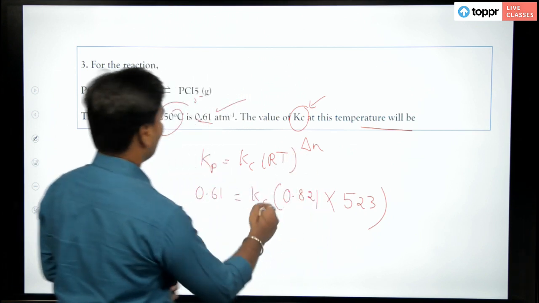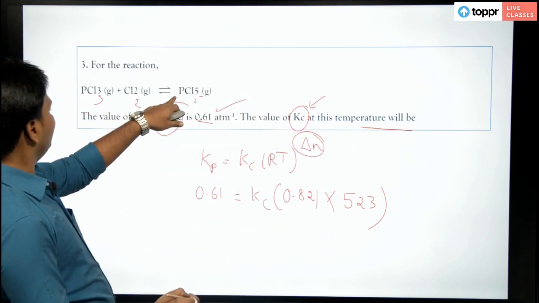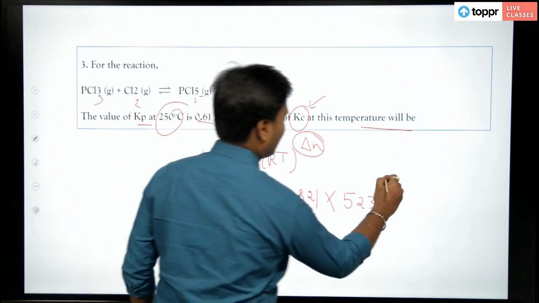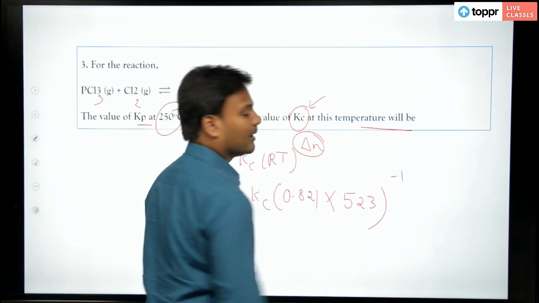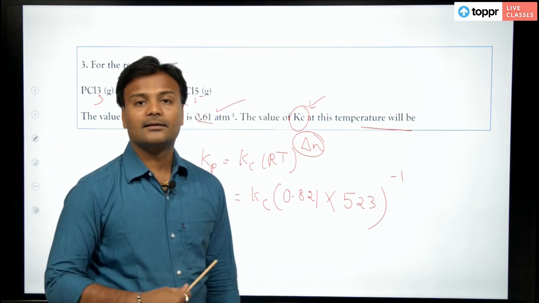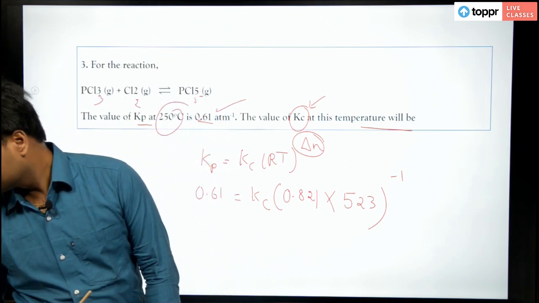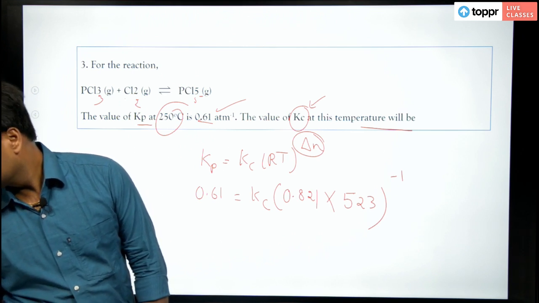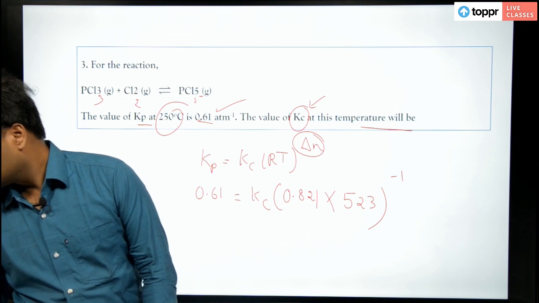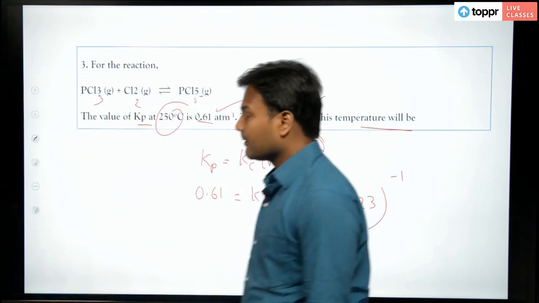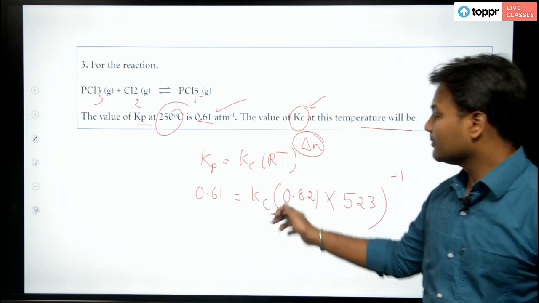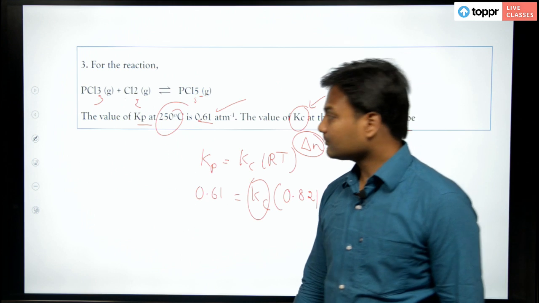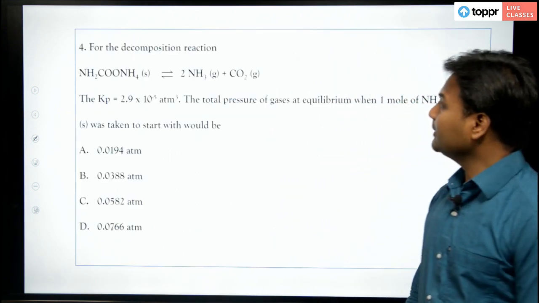And delta n, what is delta n? Delta n is, here you have 1 then 2, 1 minus 2, you have minus 1. Is this clear? Is this clear? You need to substitute to get the value of Kc. So, moving on to the next question.